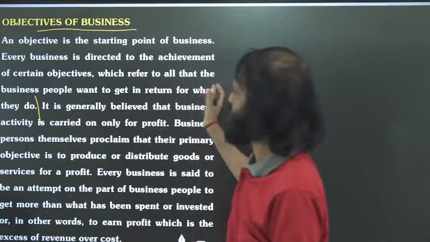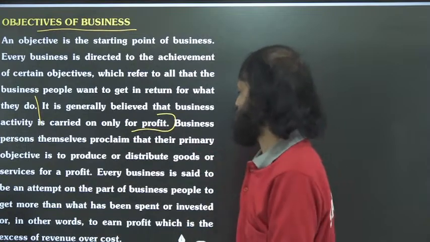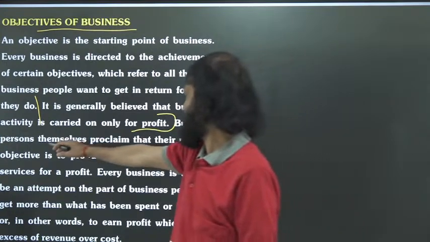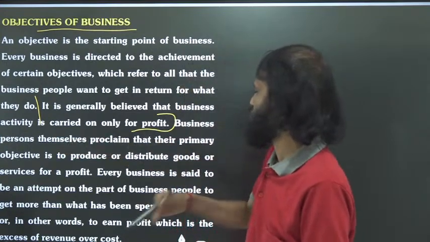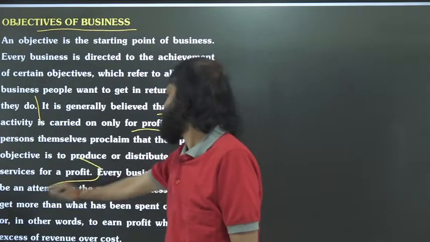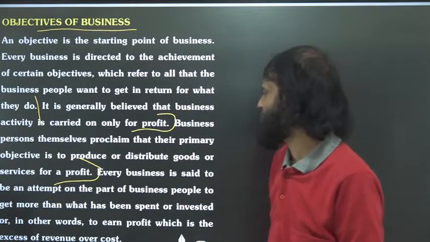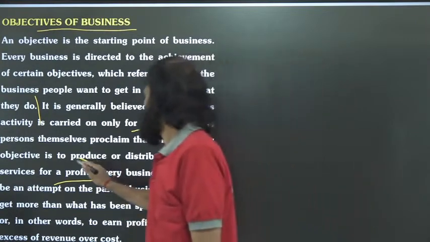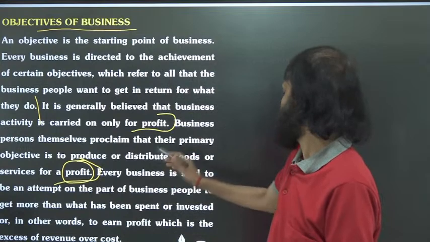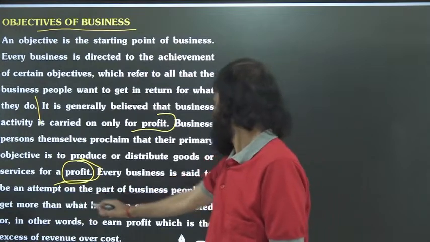It is generally believed that business activity is carried on only for profit making. That is the motto of business. Business persons themselves proclaim that their primary objective is to produce or distribute goods or services for a profit. Why do business persons, business tycoons, business magnates do business? Because their interest is to make more profit. Every business is said to be an attempt on the part of business people to get more than what has been spent.